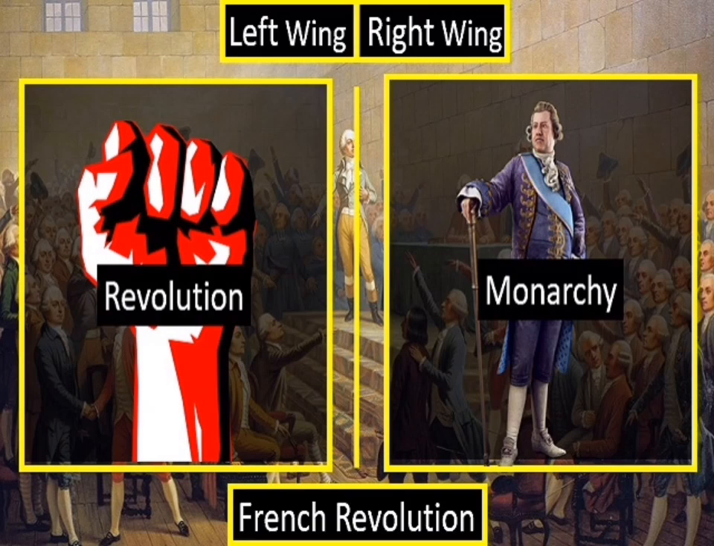Now, let's get started. The origins of this classification can be traced back to the French Revolution of the late 18th century, where seating arrangements in the National Assembly established the convention of left and right based on the positions of members in relation to the presiding officer.